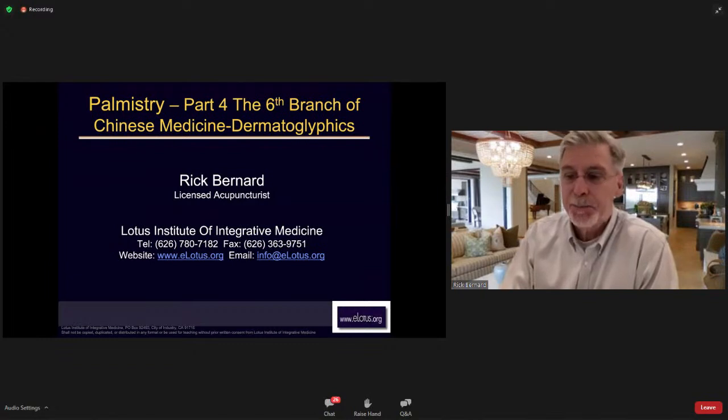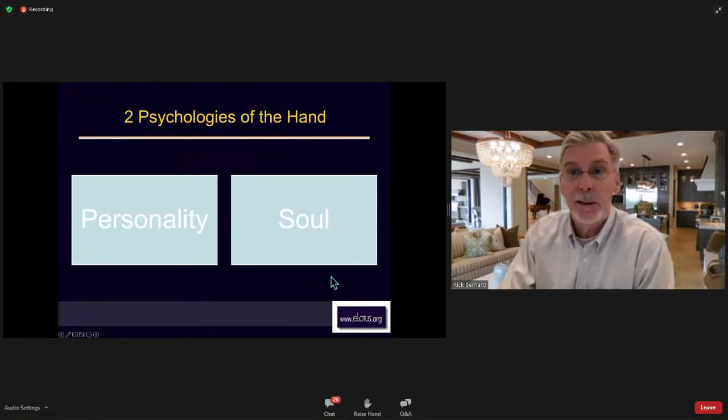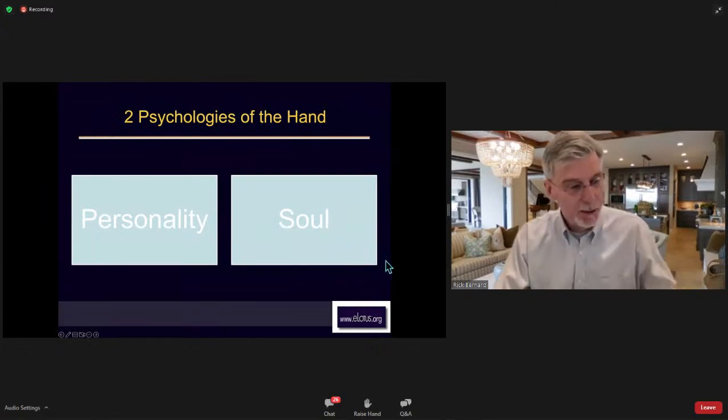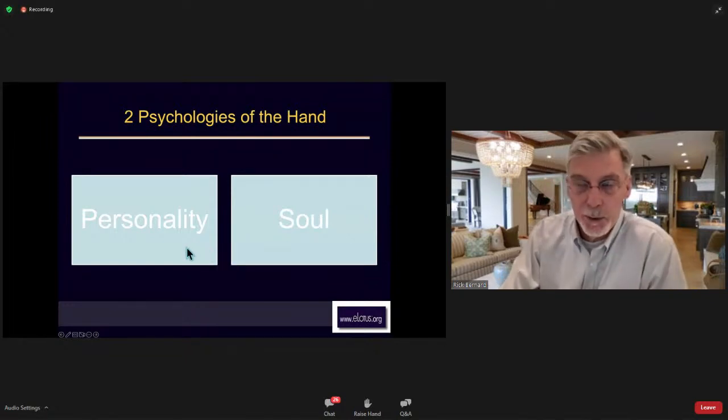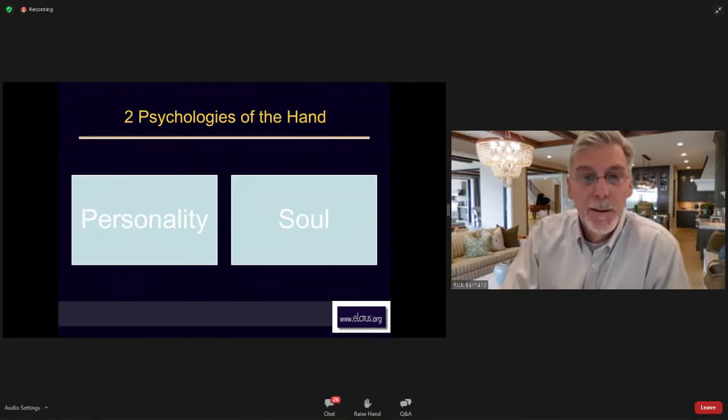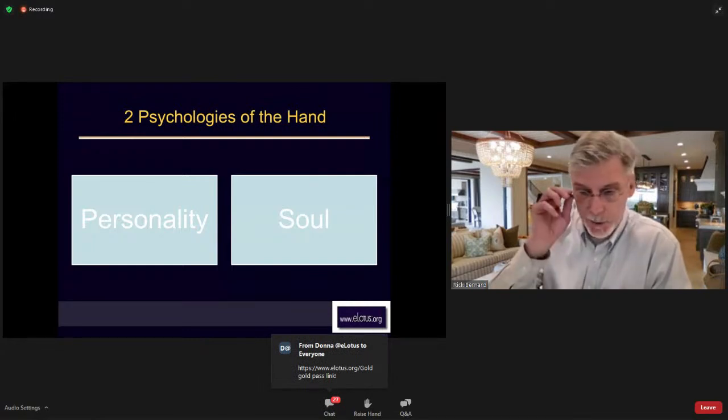A little bit different. The system I learned, again, was from Richard Unger. It's an amazing system. There's a couple of different psychologies. So there's basically two psychologies in the hand. We've been spending most of our time on personality, learning personality traits, behavioral inclinations, all about the shapes of the hand, the lines of the hand. So this is going to be completely different.